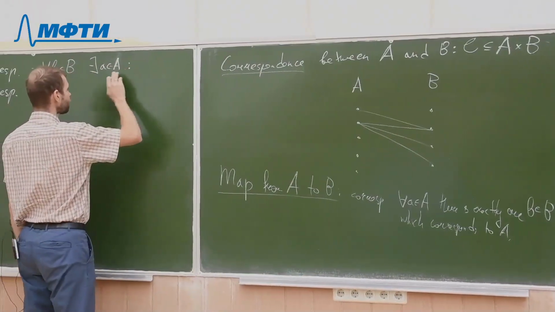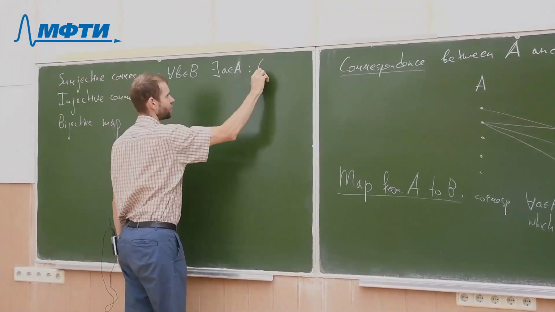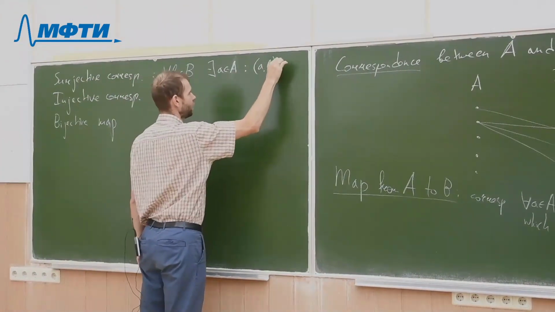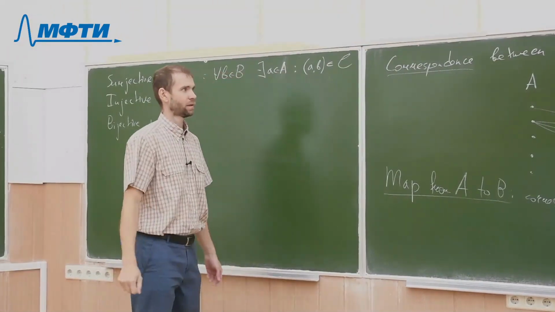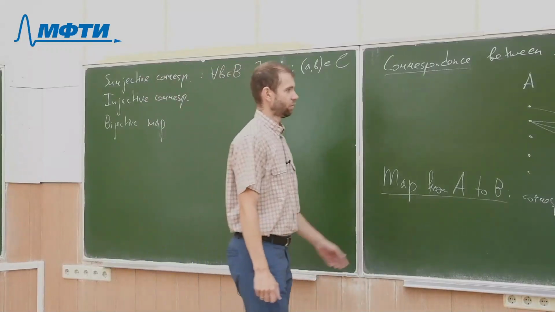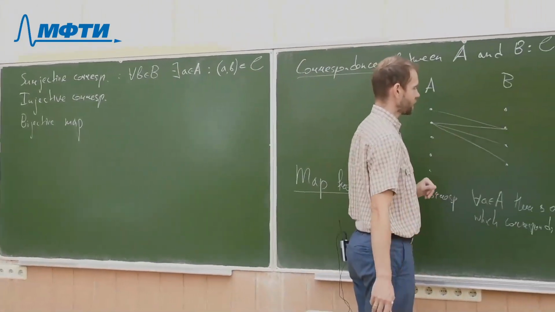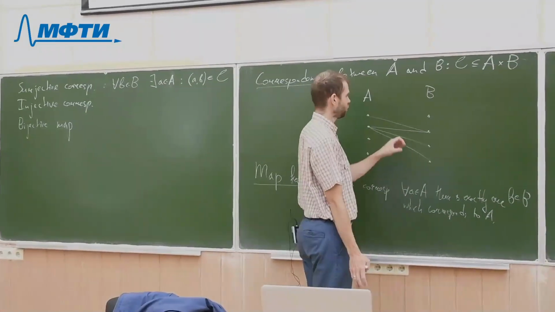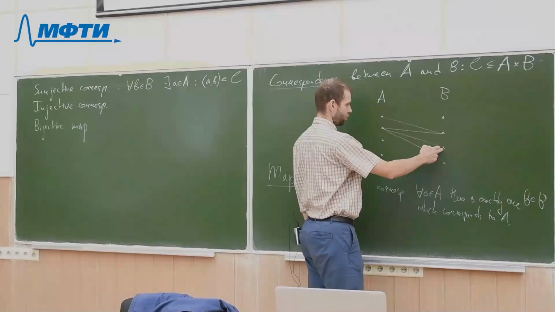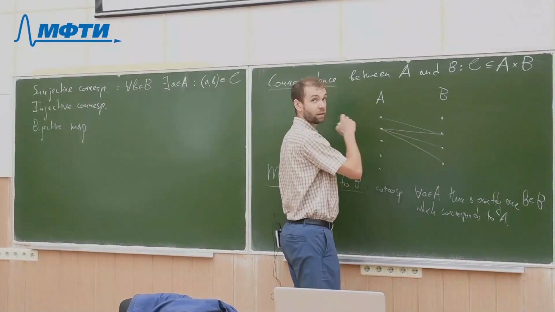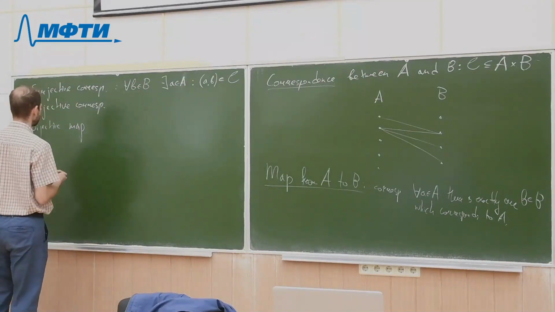So for every B in B, there exists an A such that the pair A and B falls within this set C. On the picture, this means that there are no objects in B left behind. So we have no isolates in B. Every guy from B corresponds to somebody in A. And then we say that our correspondence is surjective.